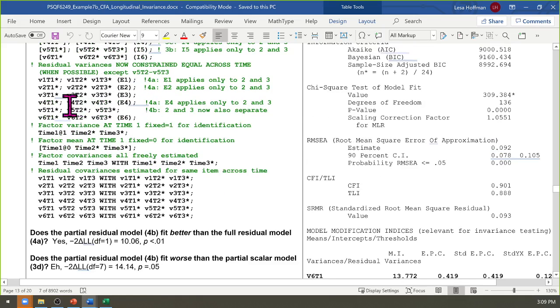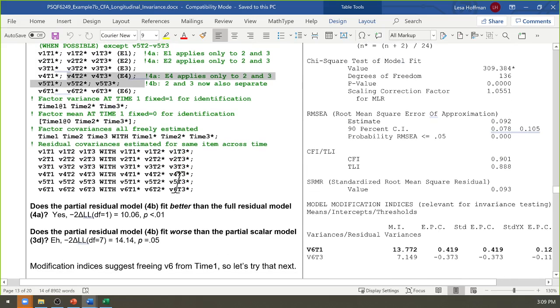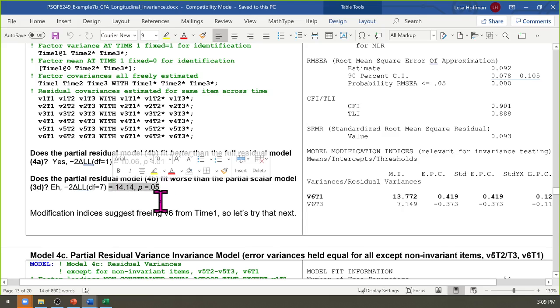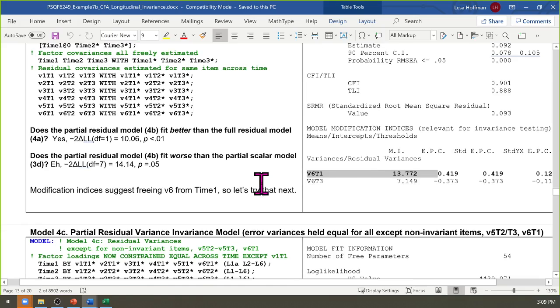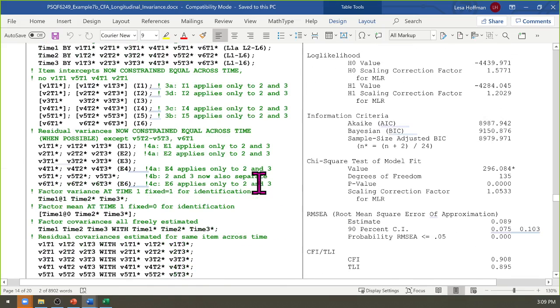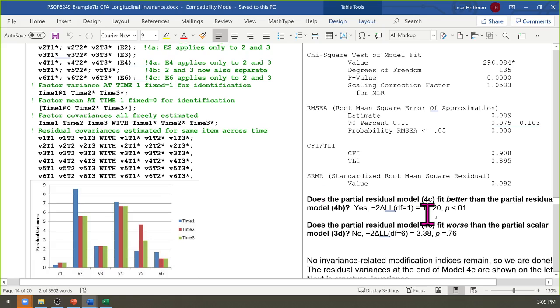I think I did these two in 2 steps, or I did one of them at least, 4B. Yep. So this was the only one that was left. So not-the-factor variance is different for item 5 between 2 and 3. Check it out. Of course, it still fits worse. Item 6 at time 1 is the next one. Okay, fine. Does it fit worse anymore? No. Okay, good.